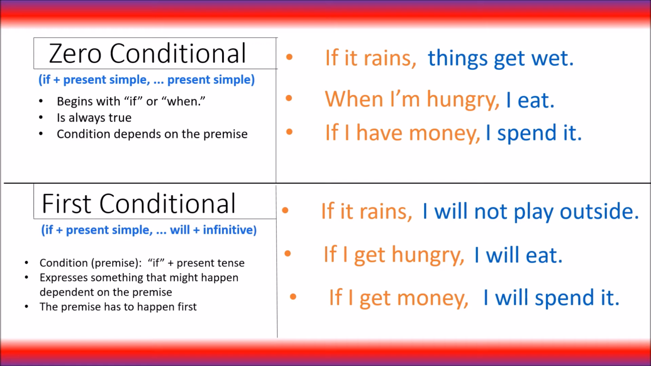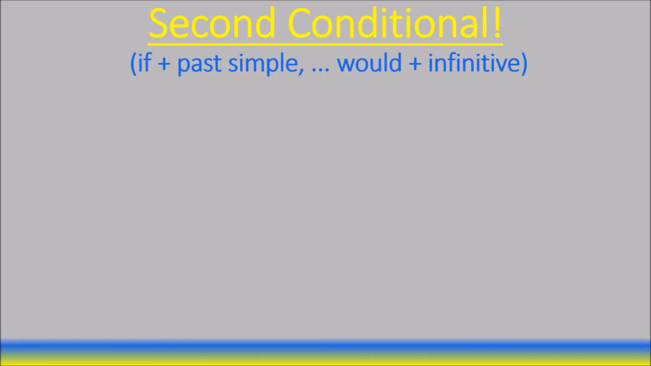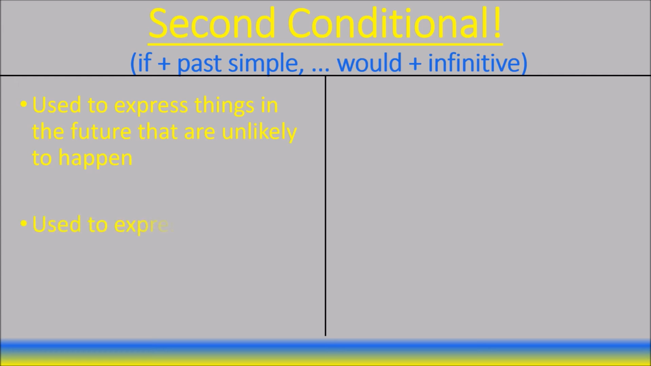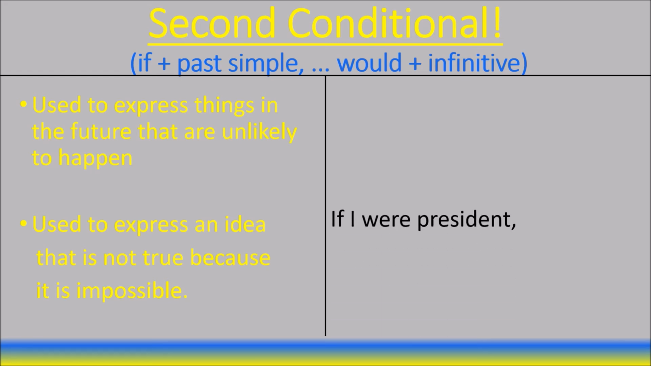So next. Finally, we have the second conditional. If plus the past simple and would plus infinitive. These are more imaginary or something that might not be able to happen. So this is used to express things in the future that are unlikely to happen and used to express an idea that is not true because it is impossible. So let's look at a couple examples.